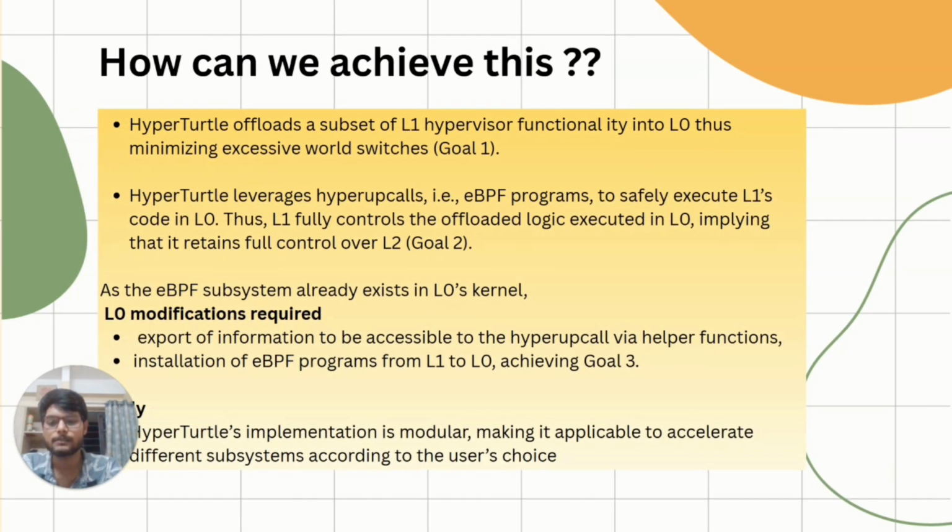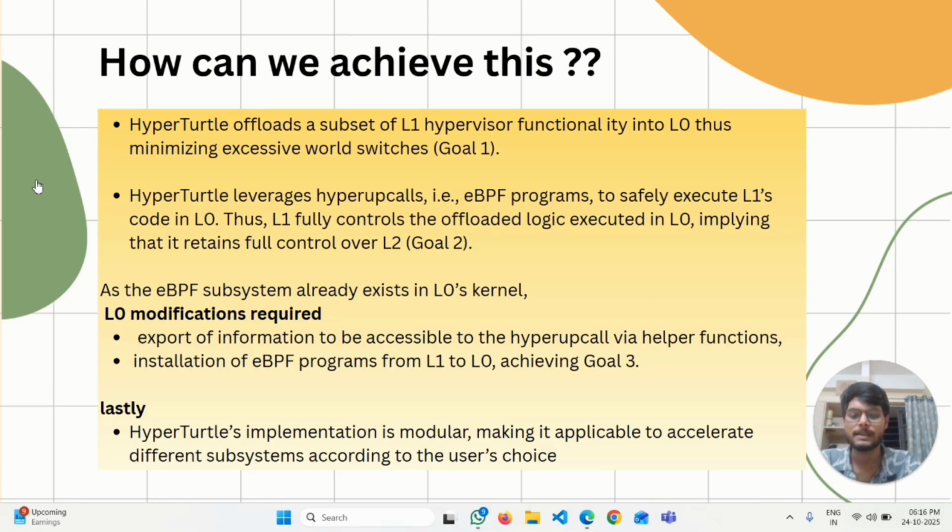To achieve this, HyperTurtle moves some part of L1 functionality into L0, reducing world switches. It uses hyperupcalls, which are eBPF programs, allowing L1's logic to safely run inside L0. This ensures that while performance improves, L1 retains full control over L2. Because eBPF support already exists in the L0 kernel, we only need small modifications, mainly exporting nested virtualization information through helper functions, and adding an installation mechanism for L1 to upload eBPF programs. Finally, HyperTurtle's modular design allows it to be extended to different subsystems.